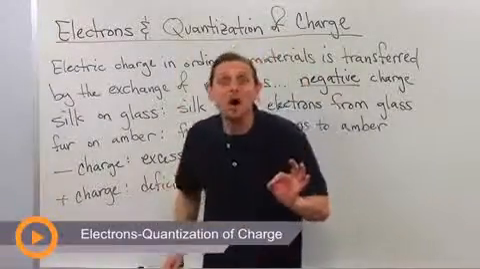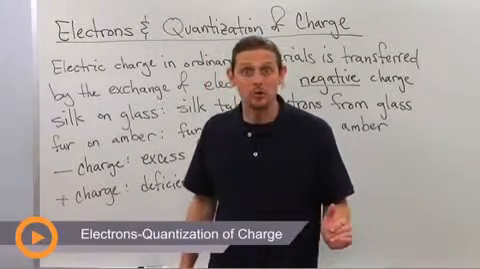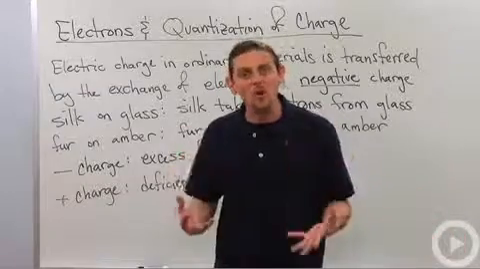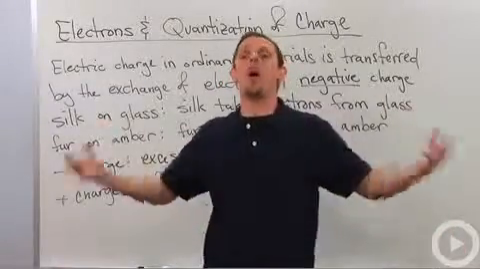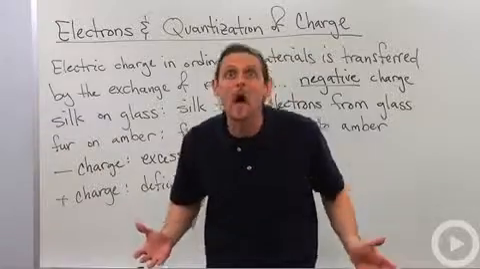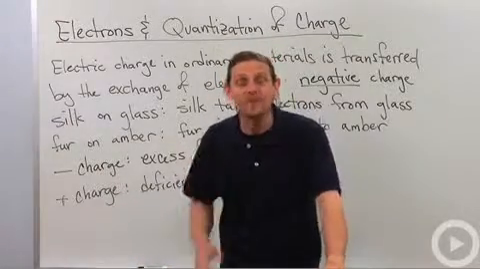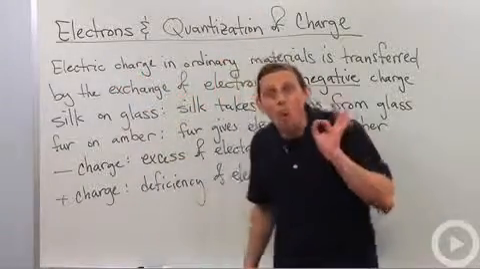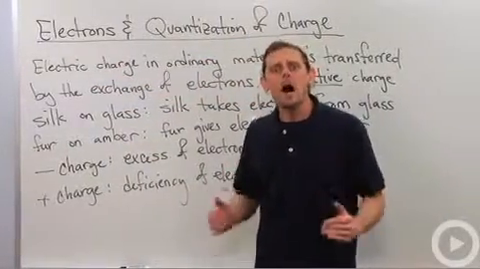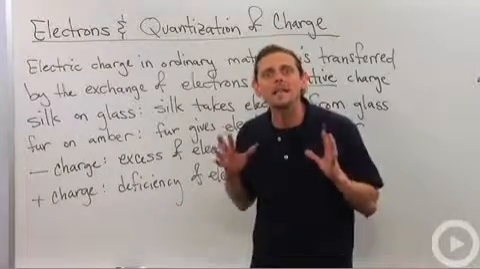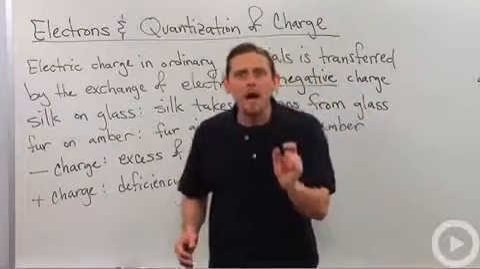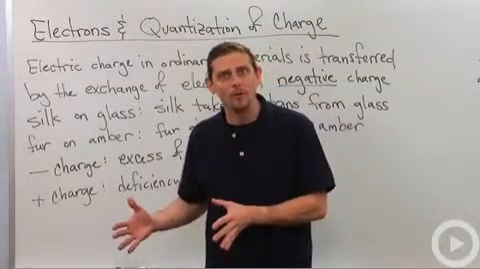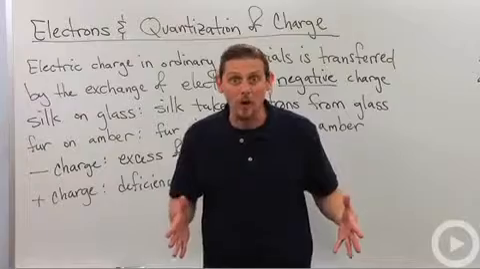Let's talk about electrons and quantization of electric charge. Way long ago, when people were first discovering electrification, they had no idea what was causing it. But later experiments at the end of the 19th century showed that electric charge in ordinary materials is accomplished by the transfer of electrons. So there's a certain type of particle that will be transferred from one object to another when we have charging going on.